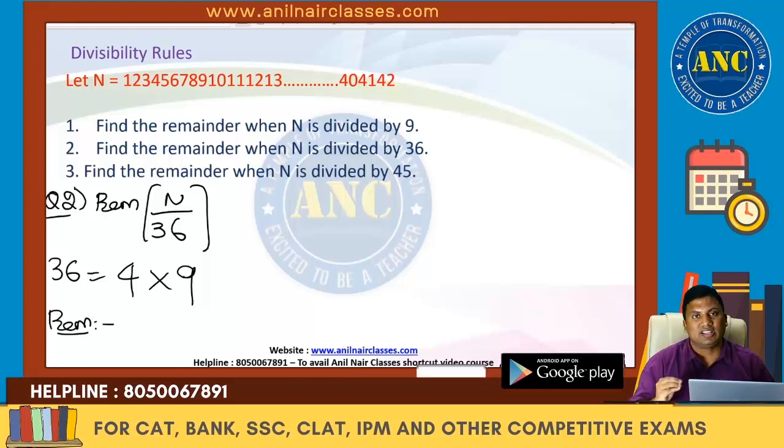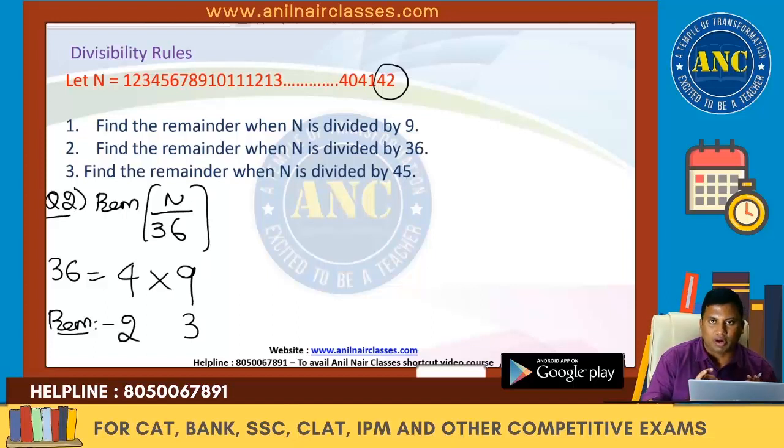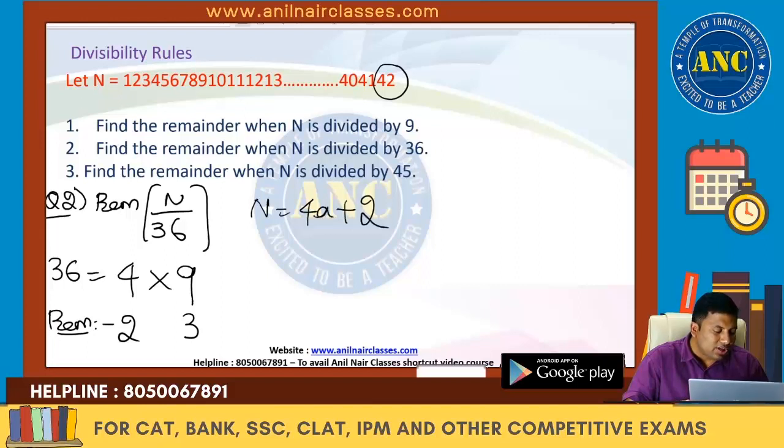Divisibility rule for 4 is that the last two digits should be divisible by 4. Last two digits is 42. 4 tens are 40. The remainder is 2. For 9, we got the remainder 3. I hope it is clear. Divisibility rule for 4 is that the last two digits should be divisible by 4. Divisibility rule for 9 is that the sum of the digits should be divisible by 9. We got a remainder 3. The number when divided by 4 gives a remainder 2. The same number when divided by 9 gives a remainder 3.